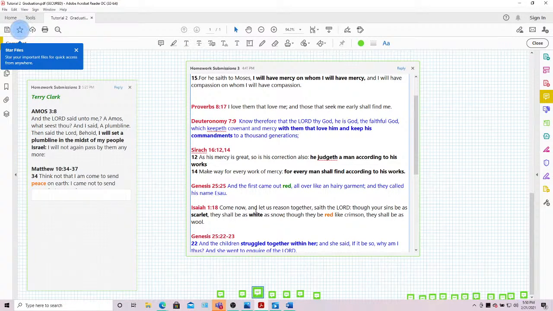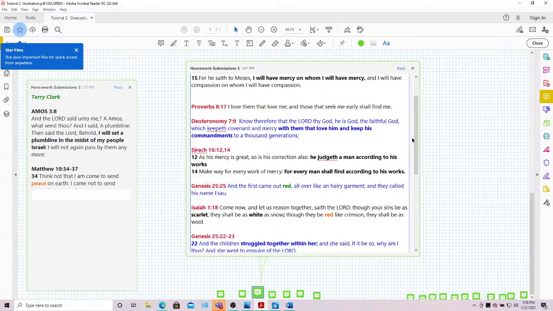So come now and let us reason together, saith the Lord. Though your sins be as scarlet, they shall be as white. Though they be red, there's that red right there, like crimson, they shall be as wool. So Esau, then he was a sinful man. That's what that red is talking about. And the first came out red. Sins, he was sinful. And Jacob, then he was not.